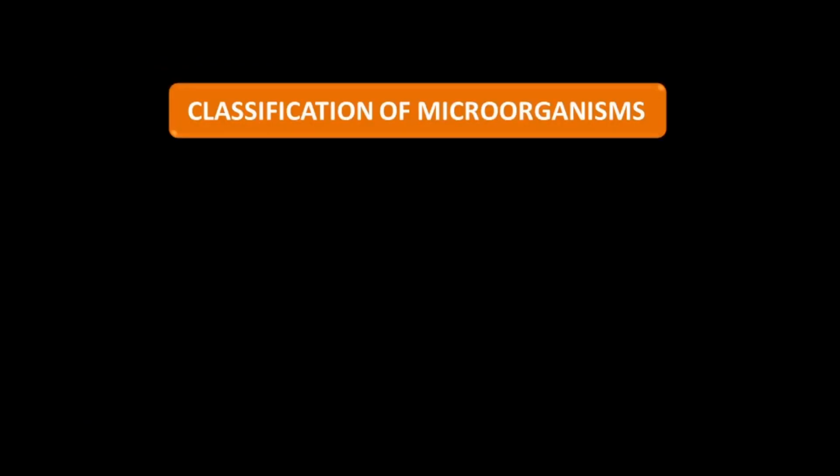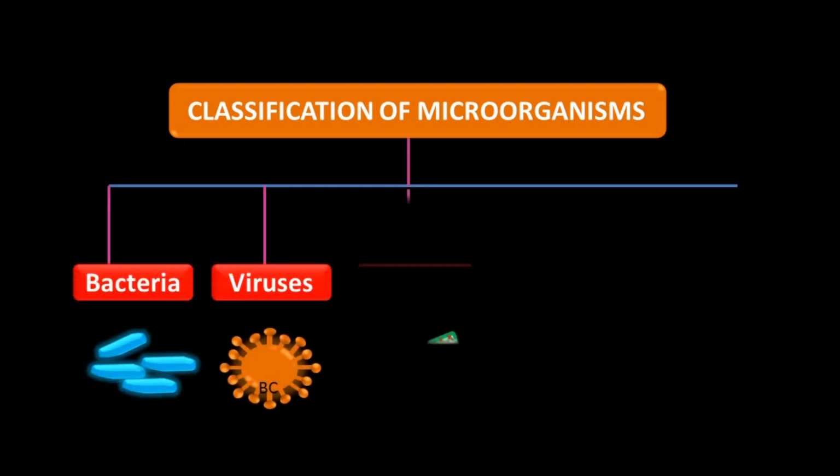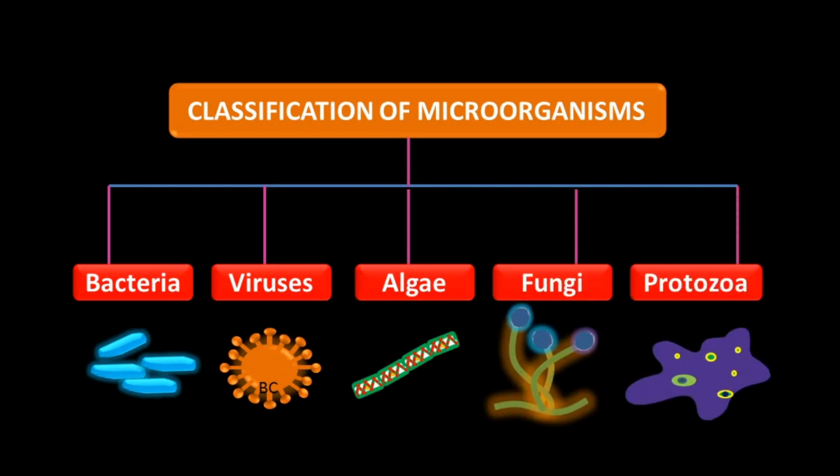Classification of microorganisms. Mainly, microorganisms are classified into 5 groups. These are bacteria, viruses, algae, fungi and protozoa. These are the 5 groups of microorganisms.